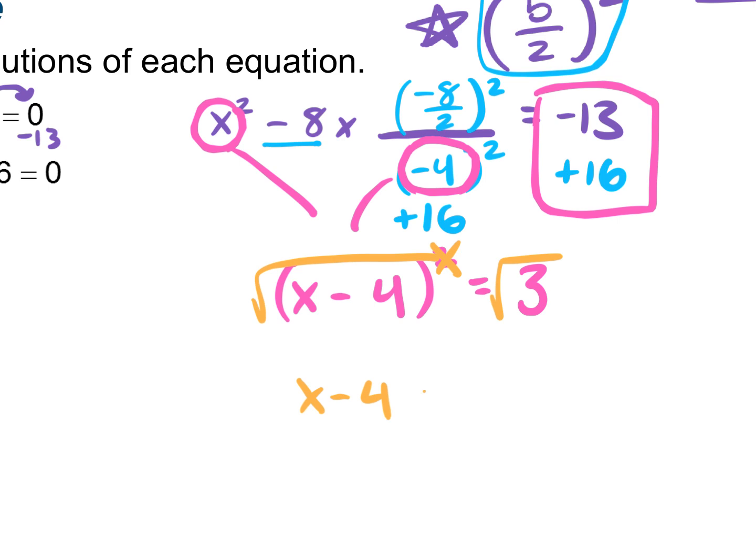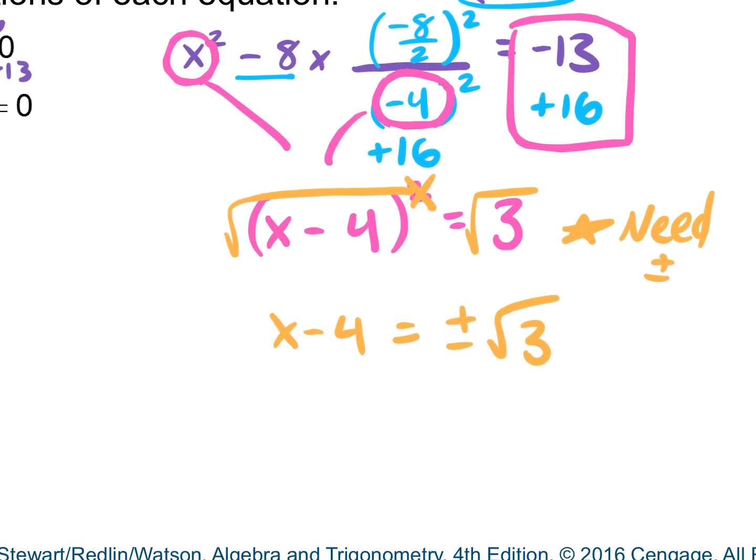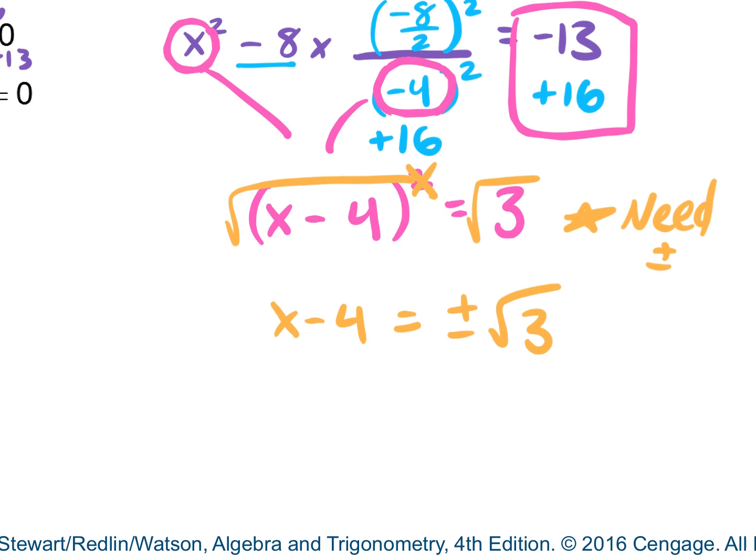So we're just left with x minus 4 is equal to what? Plus or minus square root 3. Anytime you take the square root of both sides, you need the plus or minus. And then what do you think the last step is? Add 4. Again, we want to get that x all by itself, so I just have to move everything to the other side. So I'm going to add 4 to move it over.